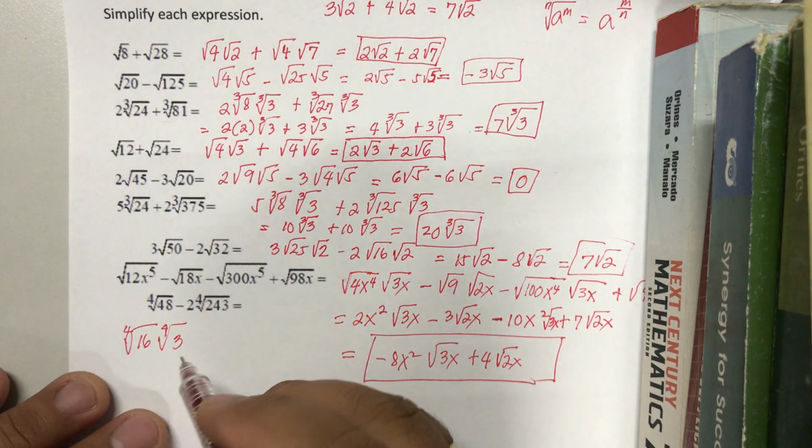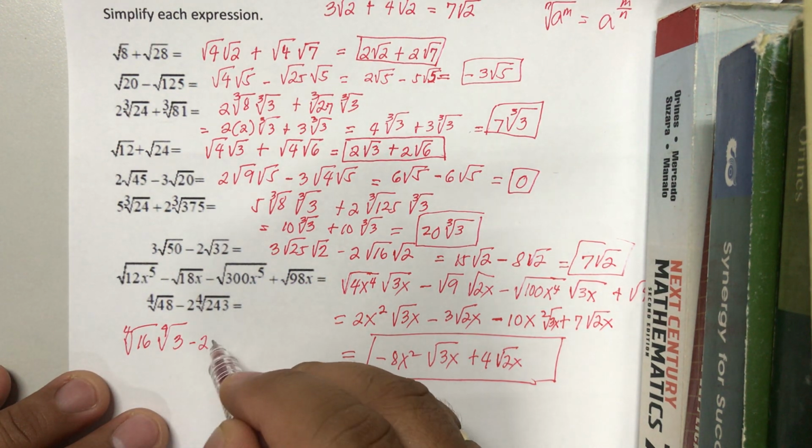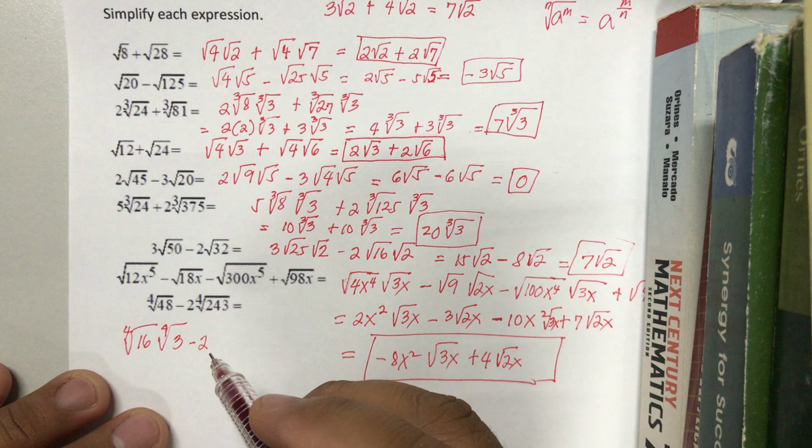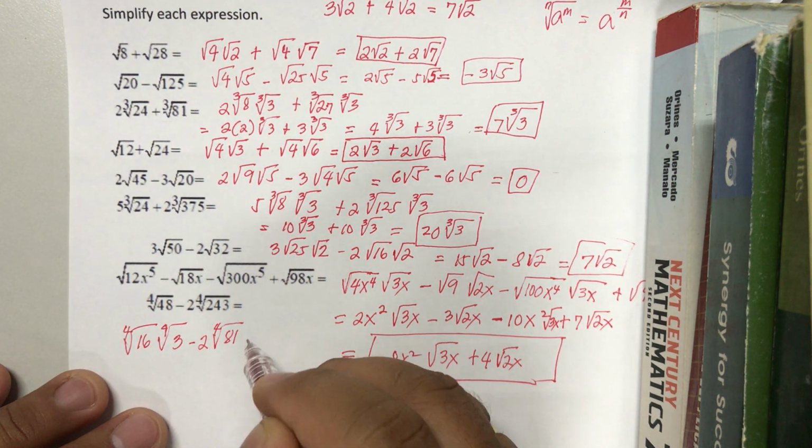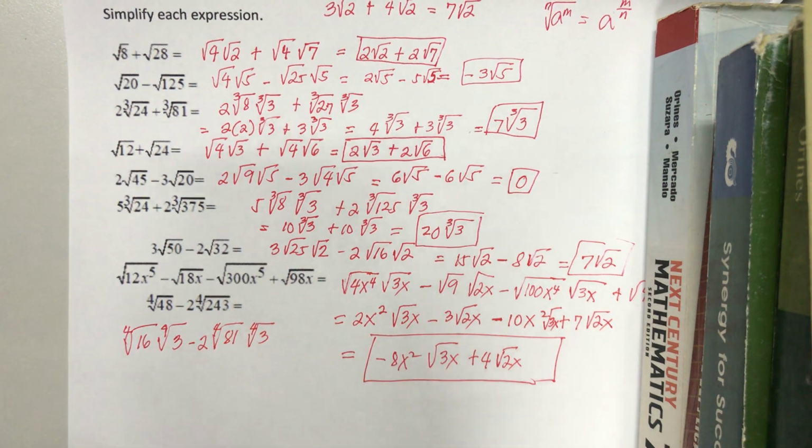On the other hand, you copy negative 2, and then the fourth root of 243 may be rewritten as the fourth root of 81 times the fourth root of 3, since 81 times 3 is 243, and 81 is obtained by multiplying a certain number by itself 4 times. That number is 3. 3 to the 4th power is 81.